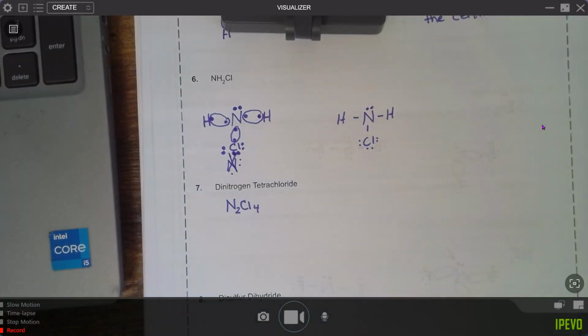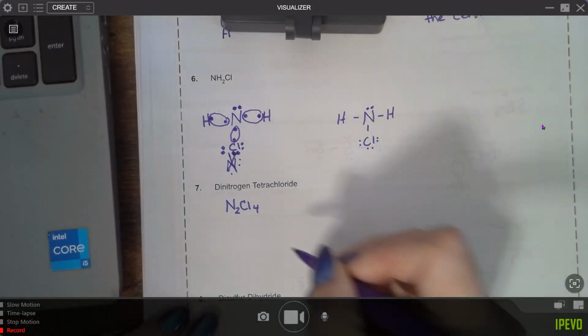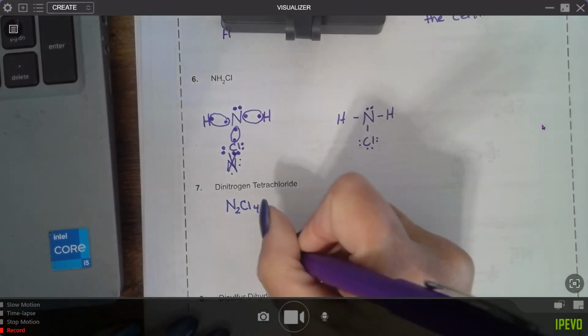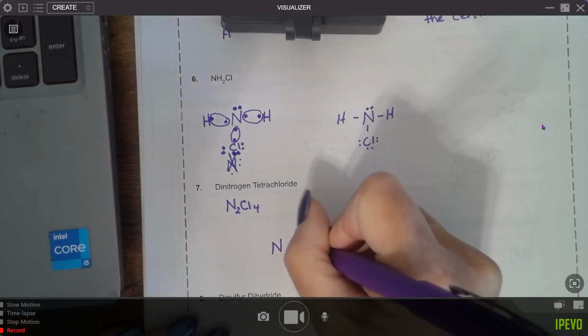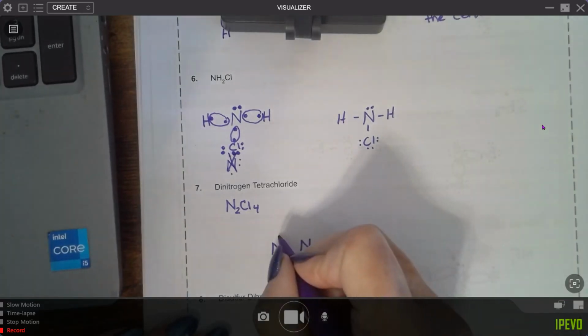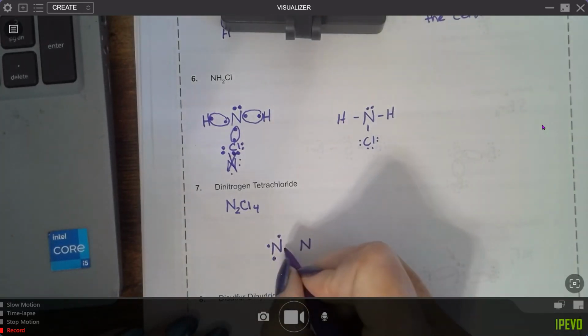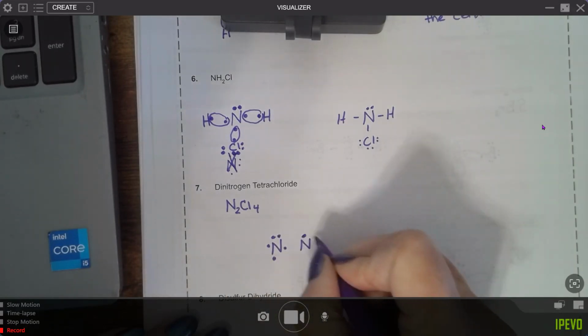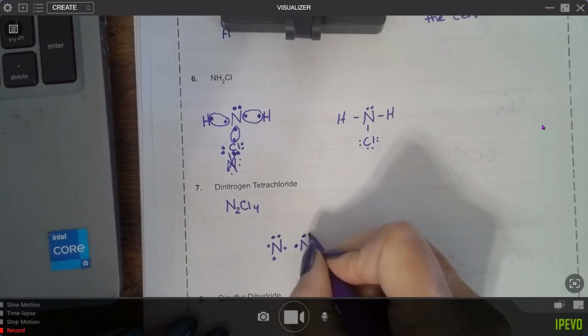All right, now this gives us an interesting situation because we don't exactly have a central atom, okay? Because we've got 2 nitrogens. In all of the other examples, we only had 1 of the central atom. So what we're going to do is draw this with the nitrogens in the middle. So nitrogen, nitrogen. And nitrogen has 5 valence electrons. So 1, 2, 3, 4, 5. 1, 2, 3, 4, 5.